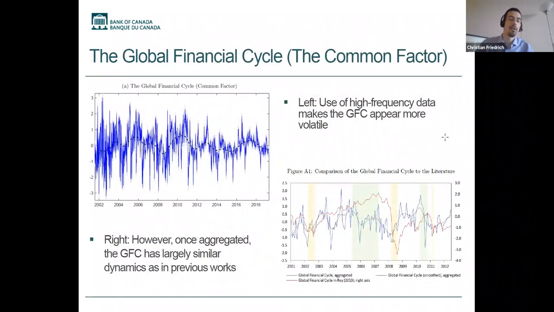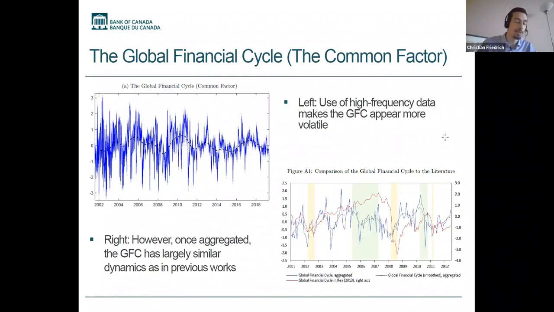So what comes out here? Let me first, even though it's not the core focus of our paper, show the common factor, and we see this on the top left. As I mentioned before, that's basically our measure of the global financial cycle. It's based on high frequency data, so it makes it look more volatile. The blue lines that go up and down are the global financial cycle here.